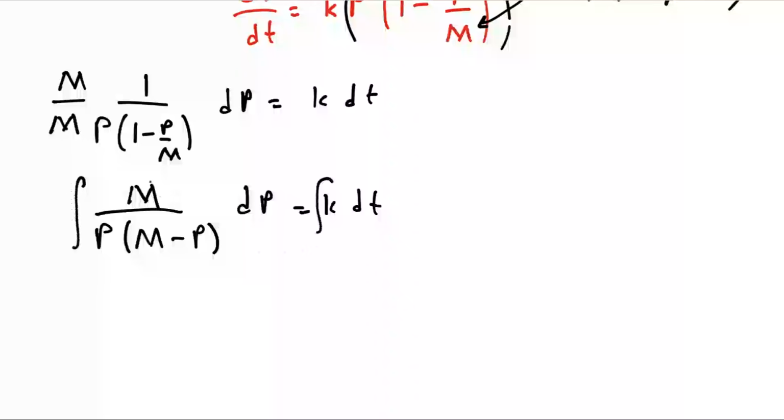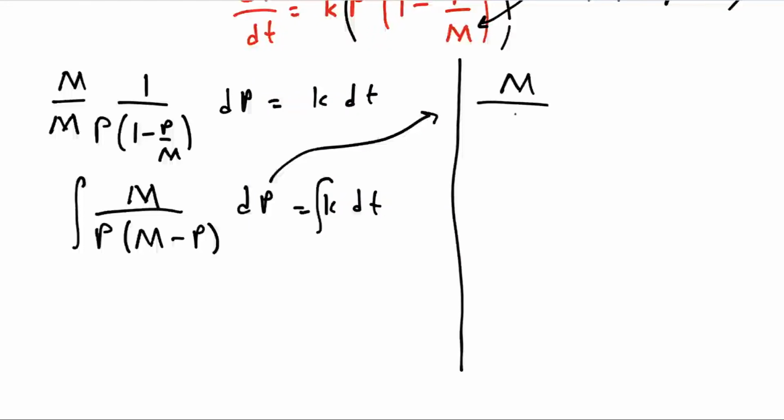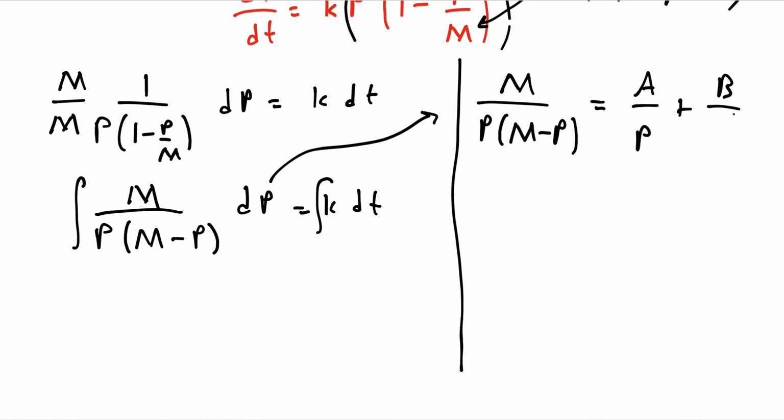The variable on the left is P, so we have a rational function. We are going to solve this using partial fractions. We'll do that off to the side. Remember that P is the variable here. We treat P like we would ordinarily treat x. So we want to write this rational function as a fraction with a denominator of P plus a fraction with a denominator of M minus P.